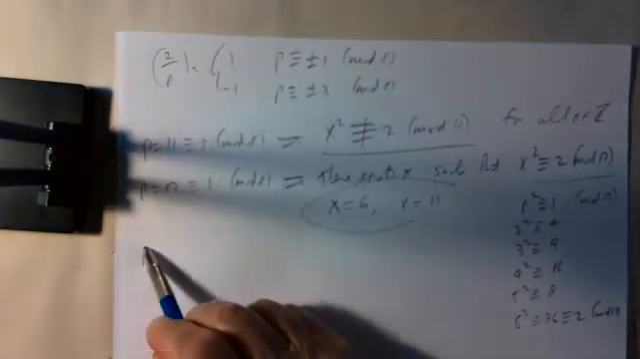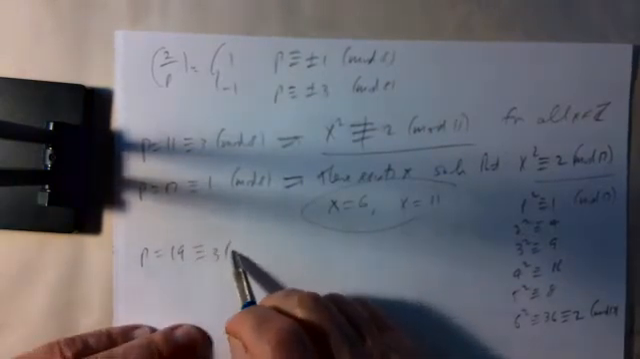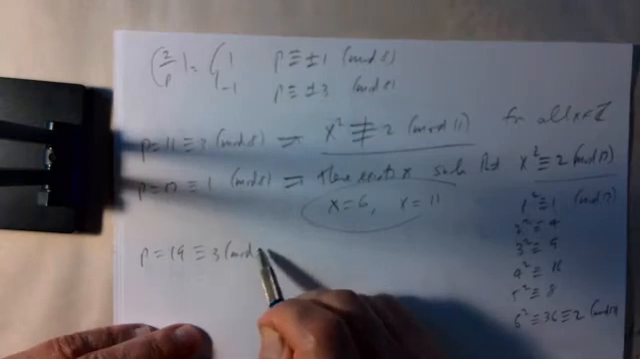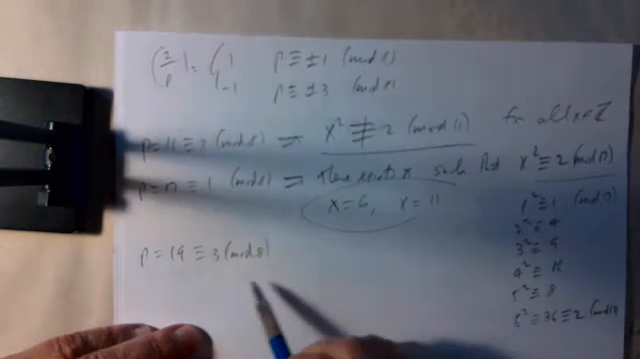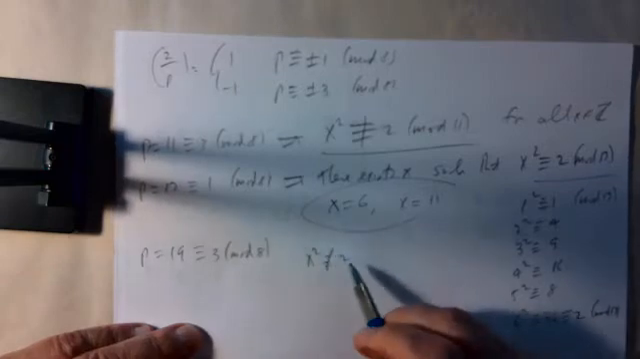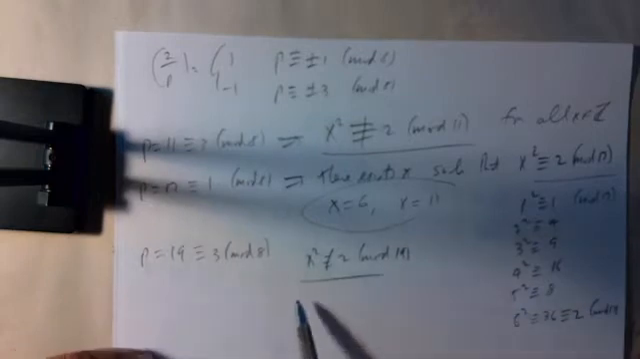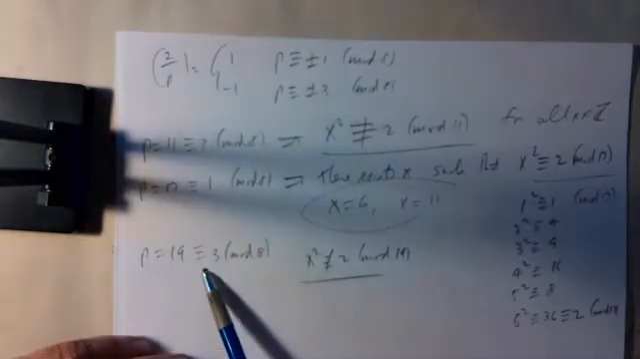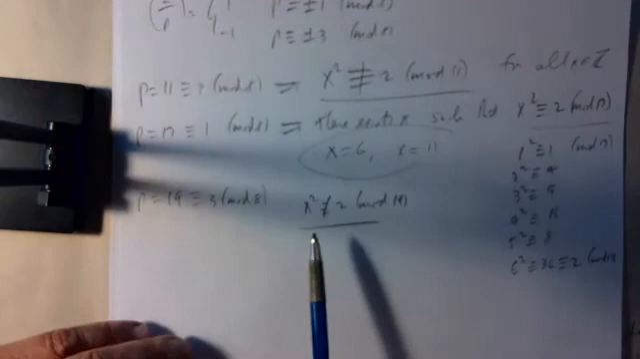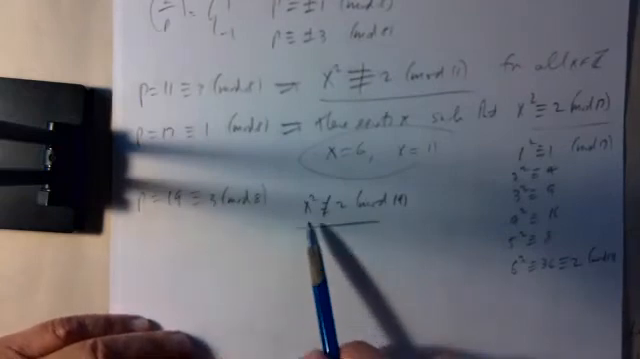Suppose we take p equal to 19. See, 19 is congruent to 3 mod 8. That means x squared congruent to 2 mod 19 never has a solution, because 19 is a prime congruent to 3 mod 8. So 2 is not a quadratic residue.